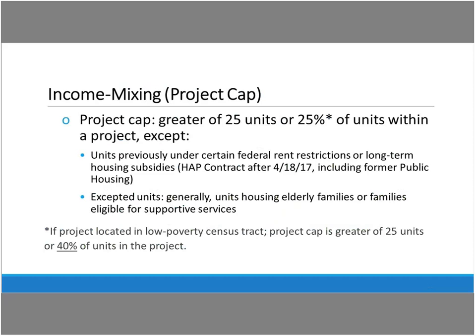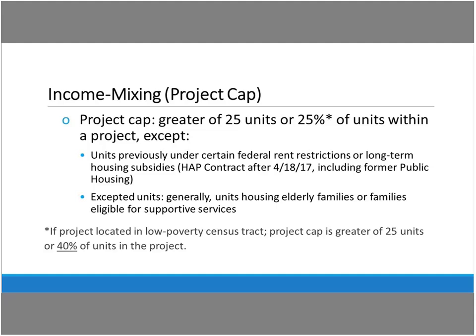Income mixing. In this context, income mixing refers to projects which have units covered with a project-based voucher contract and those that don't. So income mixing here is a project which would have PBV units and not have PBV units in the same ownership entity. In that instance, there's a project cap. So the greater of 25 units or 25% of the units within a project, that's the general rule. There are some exceptions to that.